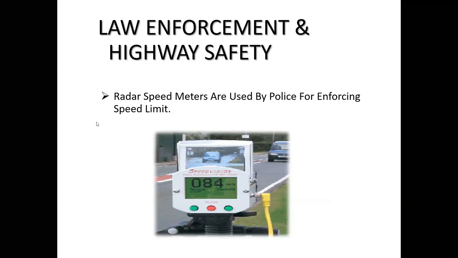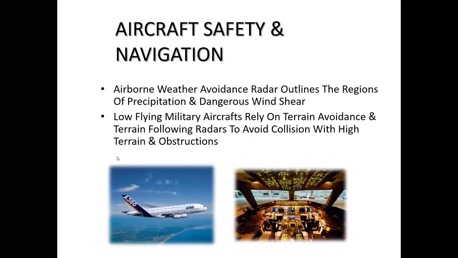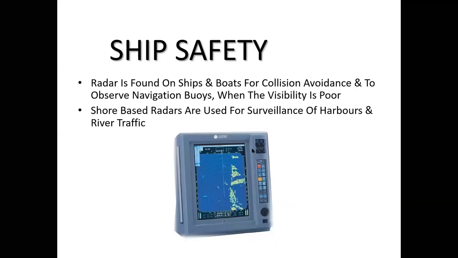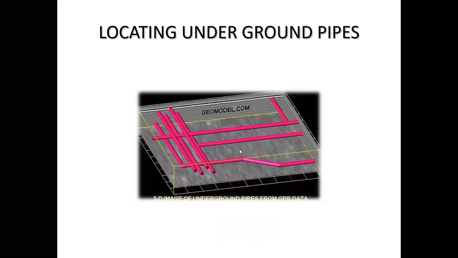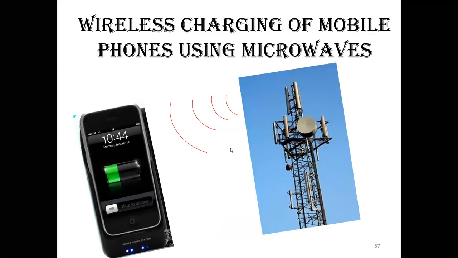And law enforcement and highway safety: radar speed meters are used by police for enforcing the speed limit. And aircraft safety and navigation: airborne weather avoidance radar outlines the regions of precipitation and indicates wind shear. And ship safety, space, mine inspection, locating underground pipes.